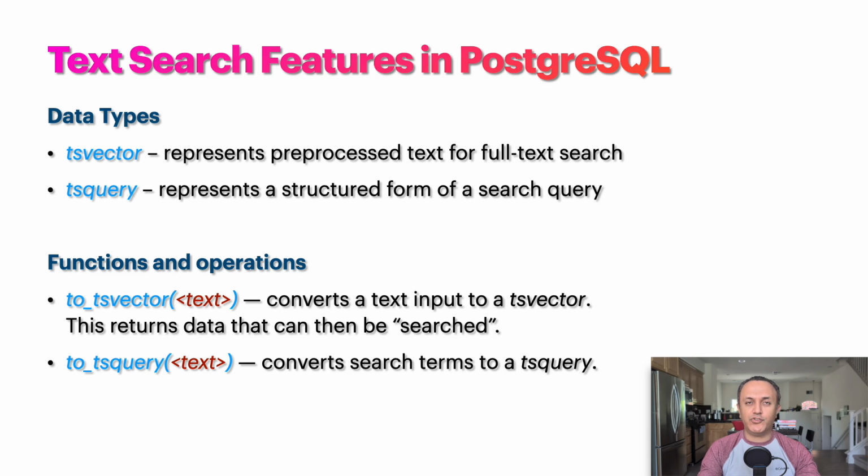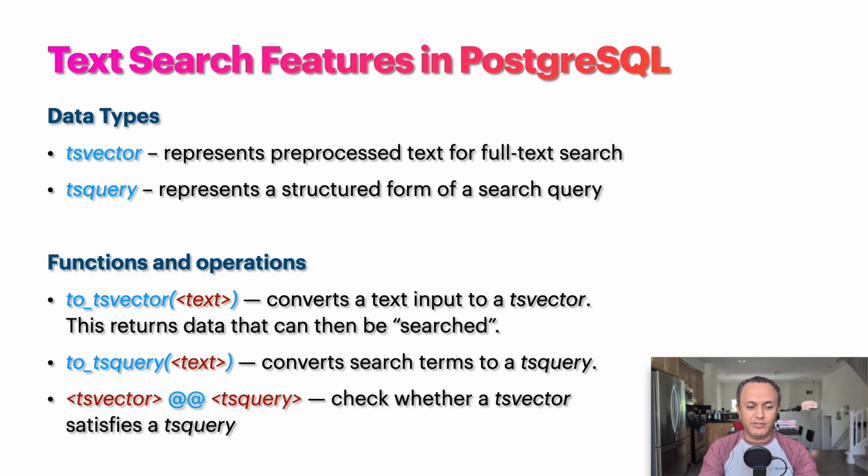Once we have those two, we can use the double at symbol operation, which checks whether the given TS vector, which is the data, satisfies a given TS query. You can use this in the where clause, saying where this TS vector double at TS query, and it will return true if they match, or false if they don't. So this is the main operation in Postgres. There are some other functions aside from to_tsvector and to_tsquery that provide more advanced capabilities, but we're not going to get into these today.